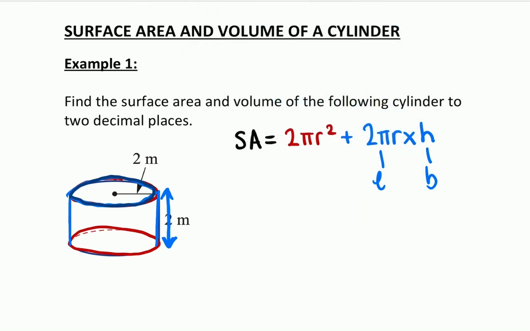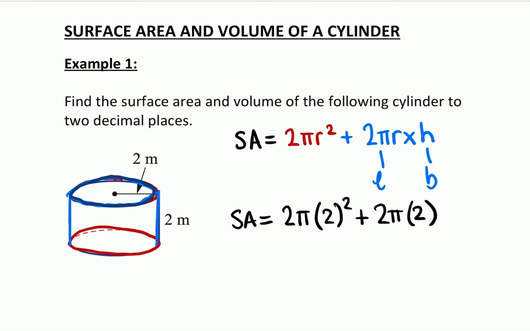Let's plug in some of our values now. Oh, I might just rub this out so we can see that we've got 2 meters there. Okay, so we've got surface area is equal to 2 pi r. Now r is the radius of our circle, so you can see that that's 2, plus 2 pi r again, so 2 again, times h, and the h is the height of the cylinder here, which is 2 as well, so we need to multiply by 2 as well.